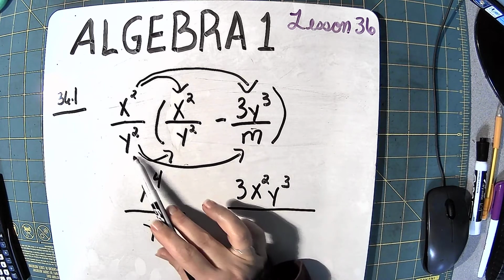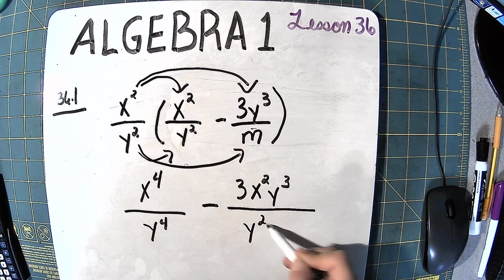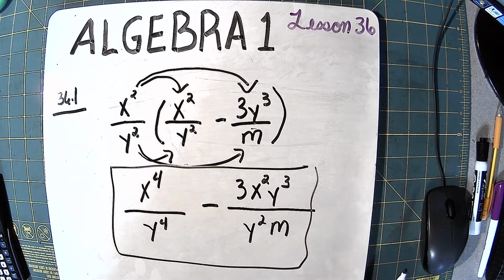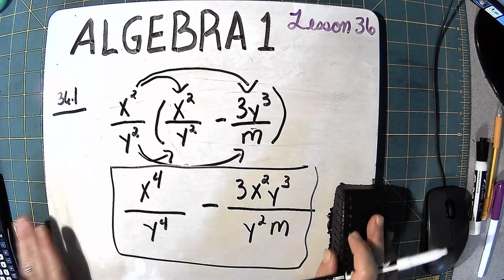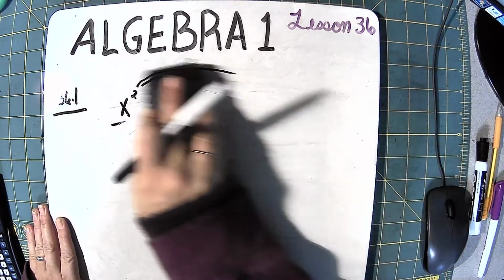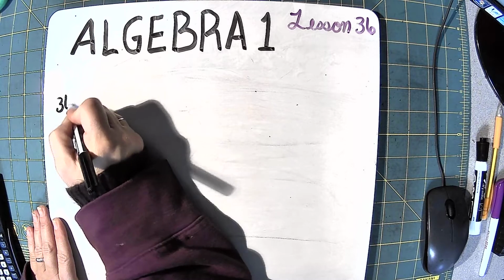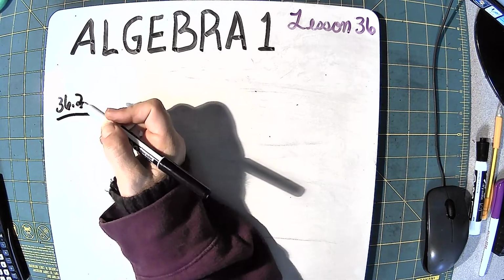Alright, and then we have y squared times m. Alright, and that's your answer. Just like that. So we just multiply on the top, multiply on the bottom. Let's try another one.